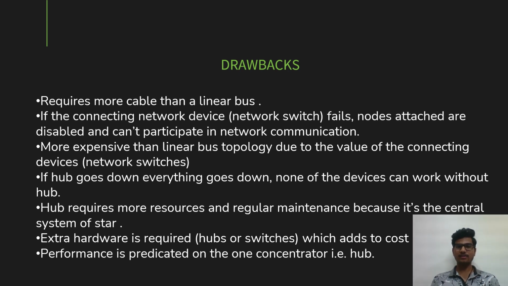If the hub goes down, everything goes down. None of the devices can work without the hub. The hub requires more resources and regular maintenance because it's the central system of the star. Extra hardware is required, hubs or switches, which adds to the cost. Performance is dependent on the one concentrated point, that is the hub.